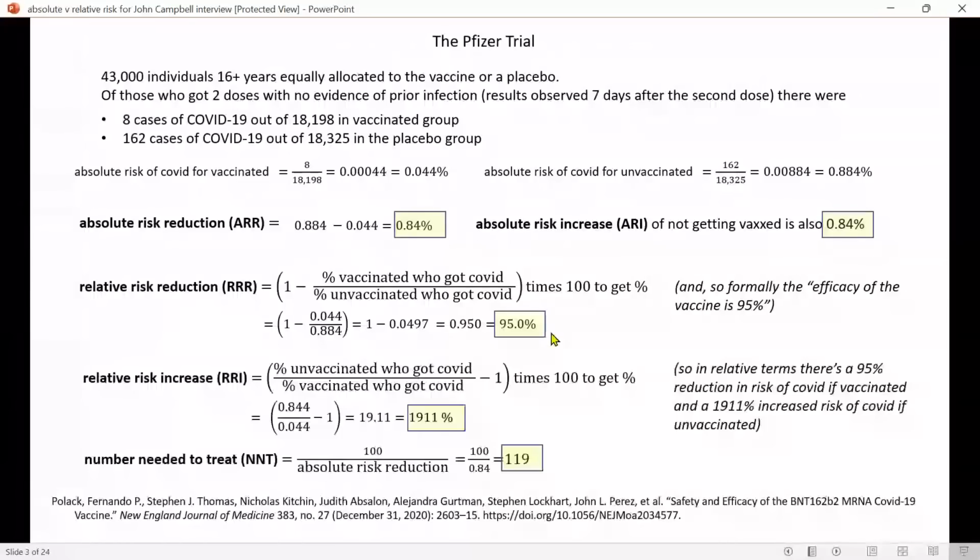And of course, the number needed to treat is just 100 divided by the absolute risk reduction, which was 0.84%, and that's where you get the number 119. This is not complicated mathematics, Norman, because I'll tell you how I know: I can follow that, and if I can follow it, it's not complicated mathematics. It really isn't.